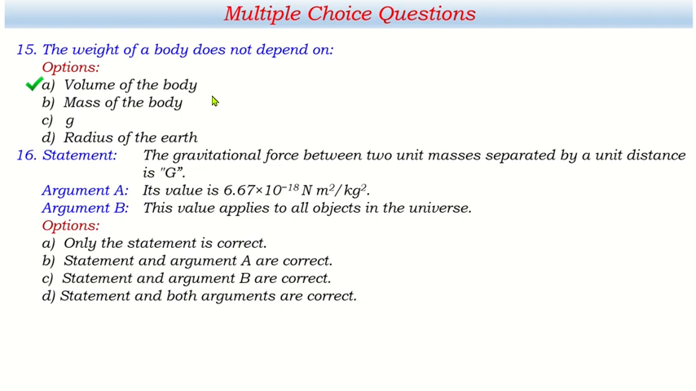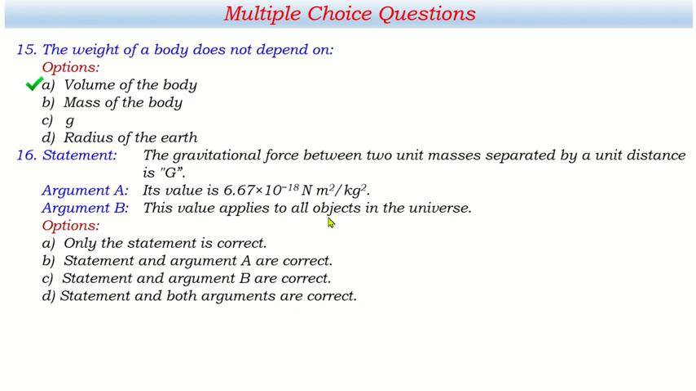Now, number 16. The gravitational force between two unit masses separated by a unit distance is capital G. Argument A: yes, its value is 6.67 times 10 to the power minus 18 N m² per kg². Looking at this, it seems to be correct, but look at the value. 10 to the power minus 18 is incorrect. 10 to the power minus 11 is correct. That's why this argument A is incorrect.